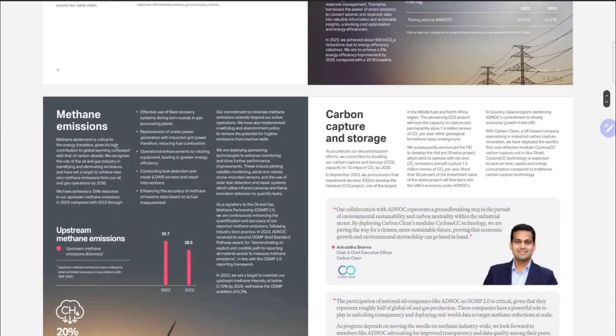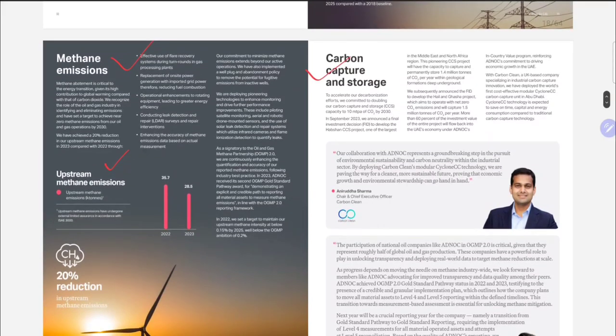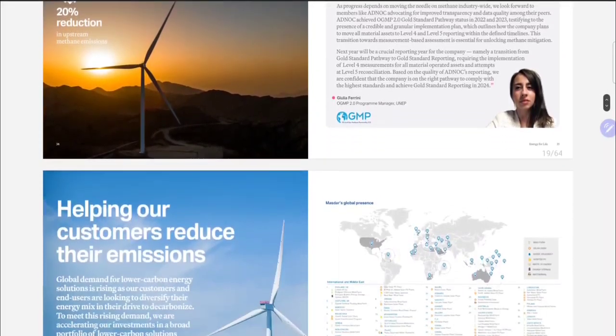So here we talk about methane emissions, upstream methane emissions. The data is available. CCS, carbon capture and storage related information is also available.